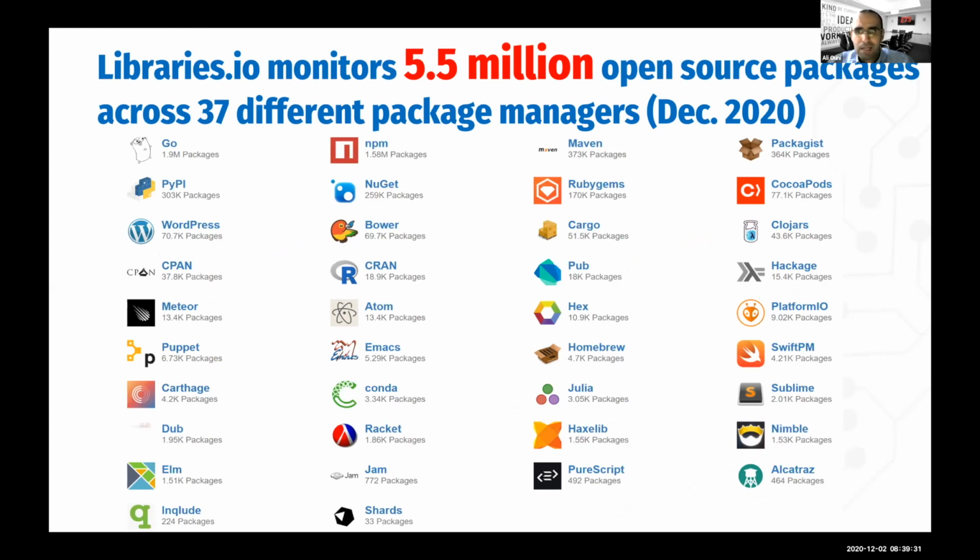The answer is that today there are over 5.5 million open source packages and libraries that exist on the internet, over 37 different package managers. This is as of December 1st, 2020. For example, Go has over 1.9 million packages available. NPM also has over 1.5 million, Maven as well. So there are lots of libraries.